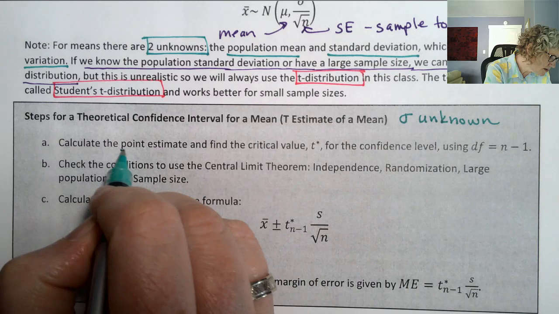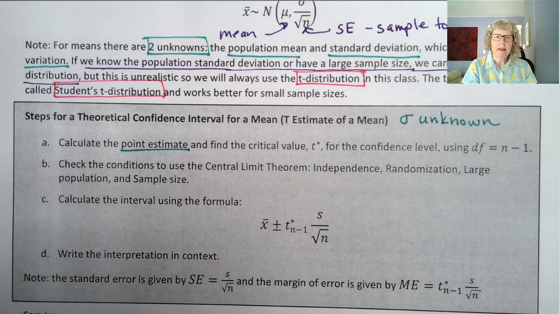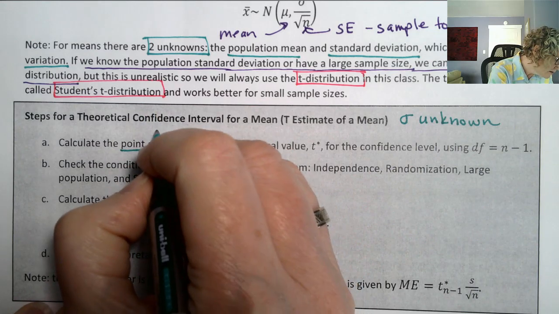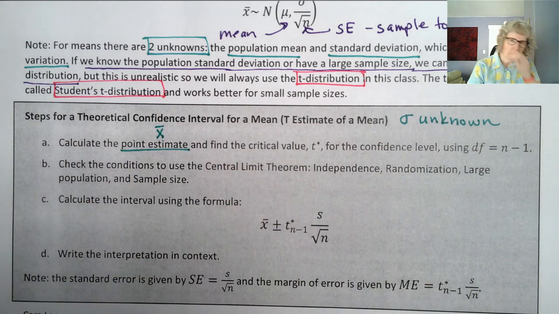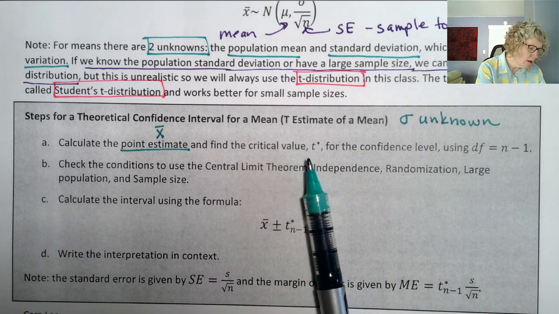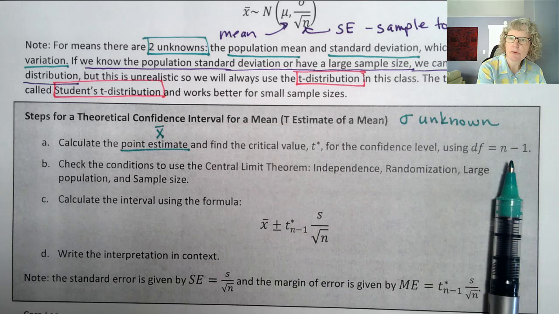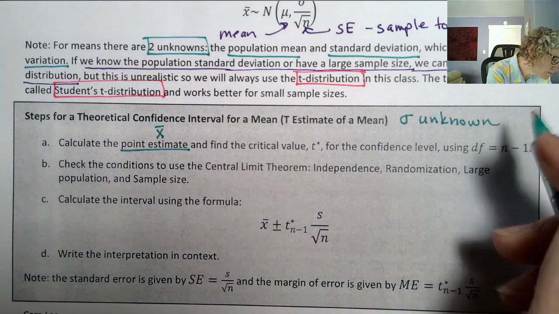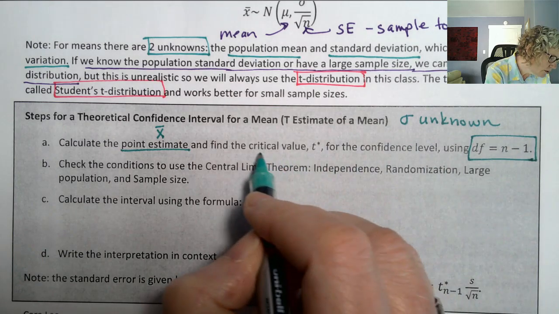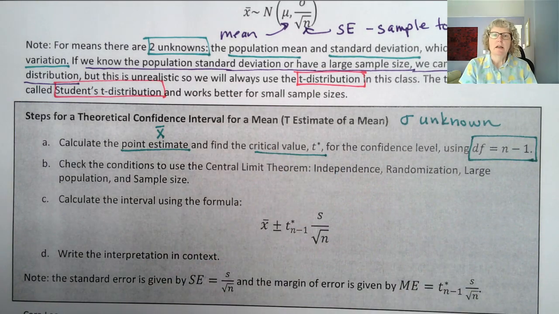Okay, so our steps are: calculate the point estimate, right? So that's the best estimate or point estimate that we talked about in the last video. That's going to be x bar. And find the critical t value, t star, for the confidence level using degrees of freedom n-1. Okay, so we'll learn how to find this critical t value. It's similar to when we did the critical z values for proportions.